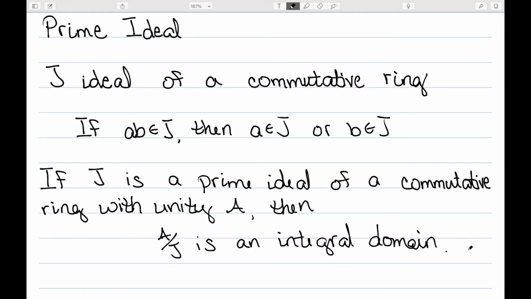In addition, we have that if J is a prime ideal of a commutative ring with unity, A, then A mod J is an integral domain. I'm going to leave the proof of this up to you, but I highly encourage you to try to show that this A mod J is in fact an integral domain.